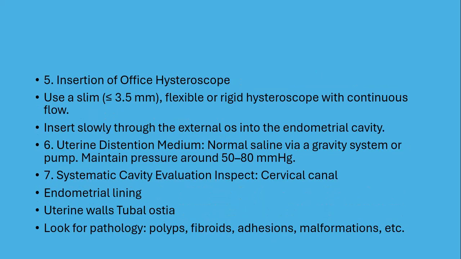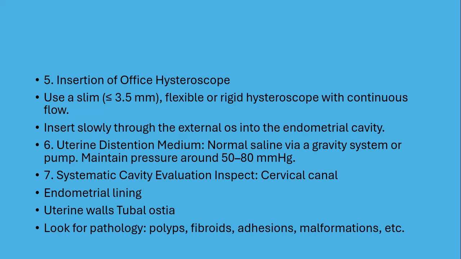5. Insertion of office hysteroscope. Use a slim, less than or equal to 3.5 mm, flexible or rigid hysteroscope with continuous flow. Insert slowly through the external OS into the endometrial cavity. 6. Uterine distension medium, normal saline via a gravity system or pump. Maintain pressure around 50 to 80 mmHg.